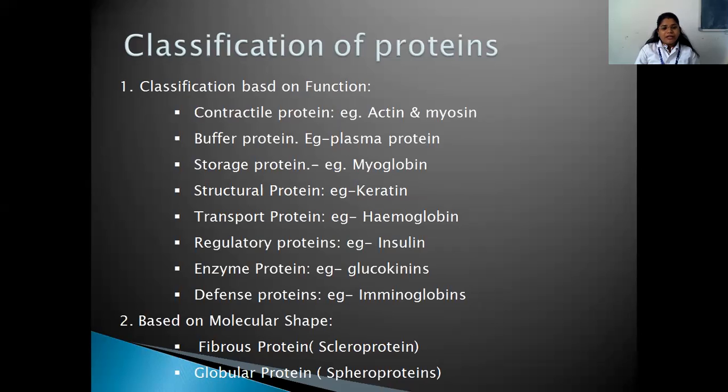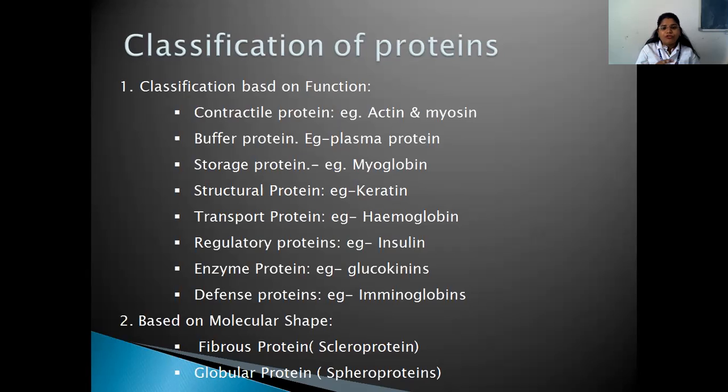Then next is the transport protein. The example is hemoglobin. Hemoglobin is involved in the transportation of oxygen from the lungs to the tissues. Then next is the regulatory protein. In regulatory proteins, some proteins are responsible to maintain or regulate certain metabolic processes. Like consider the example of insulin. Insulin is responsible to maintain the blood glucose level.